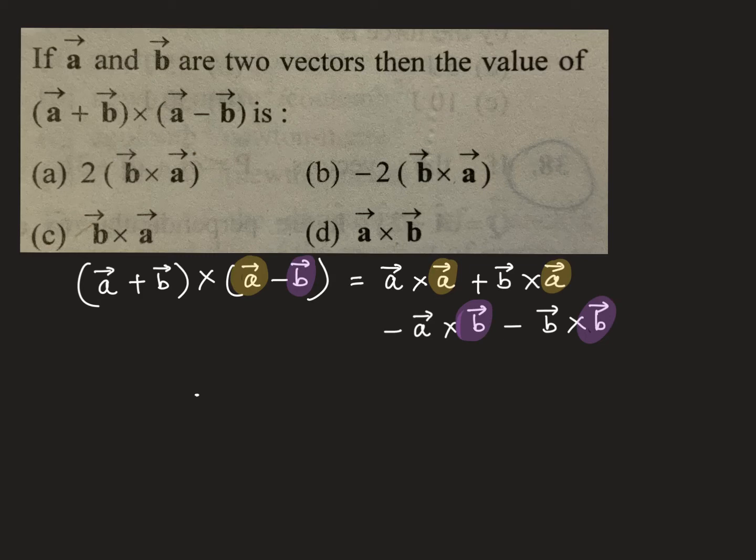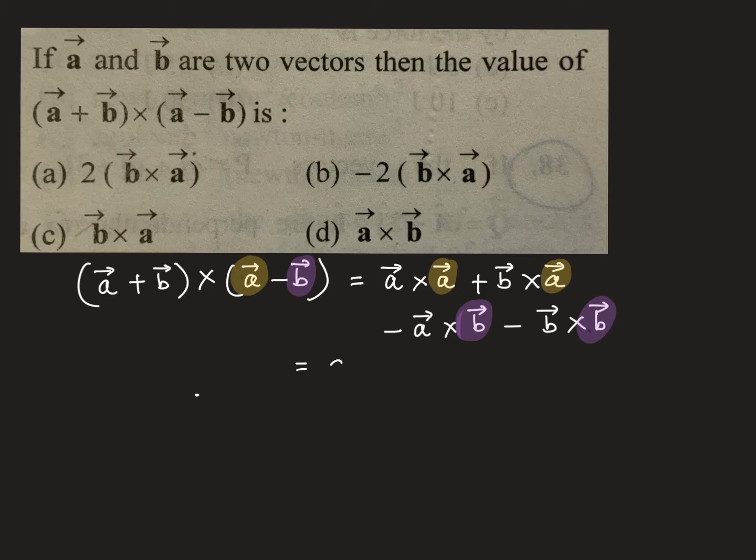Here I am multiplying this cross product of A first. So A cross A this time, plus B cross A, then plus A cross minus B, or minus A cross B. B comes later. Now again B cross B, like this. Order should be unchanged.